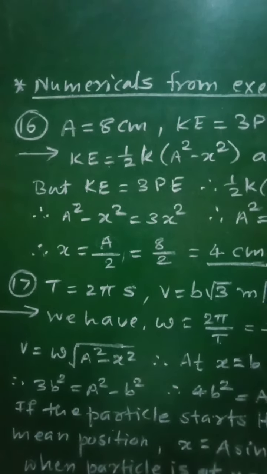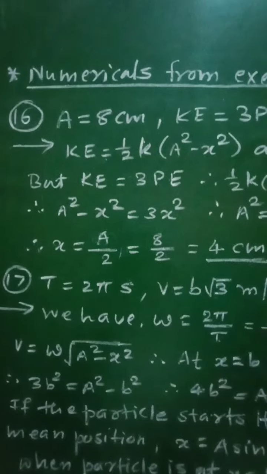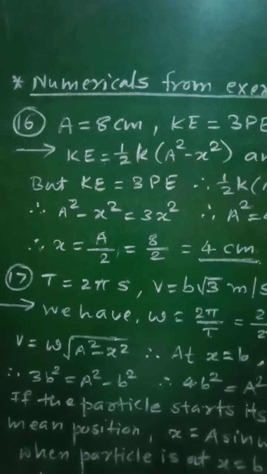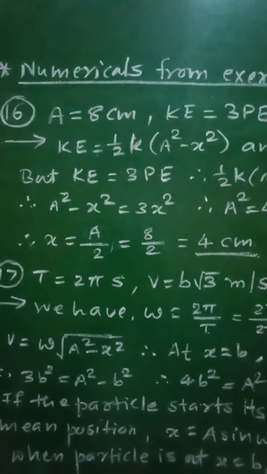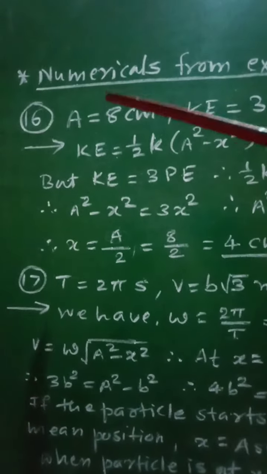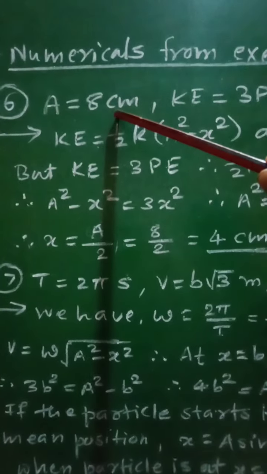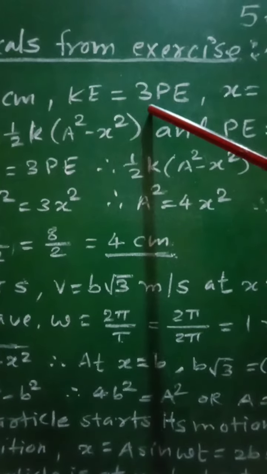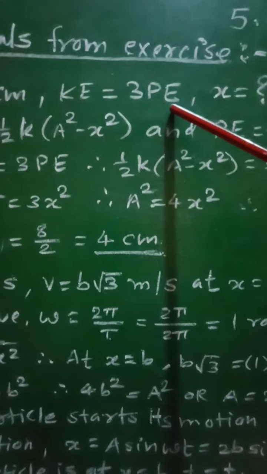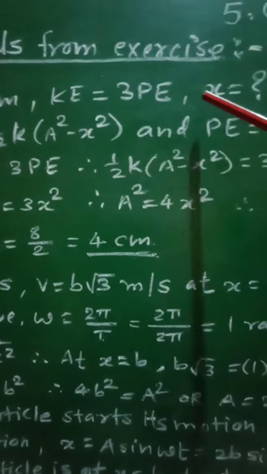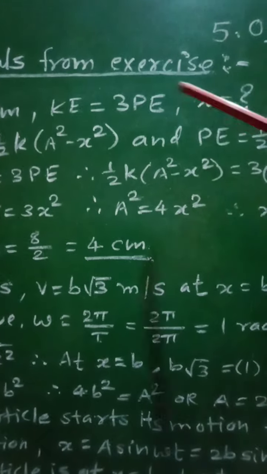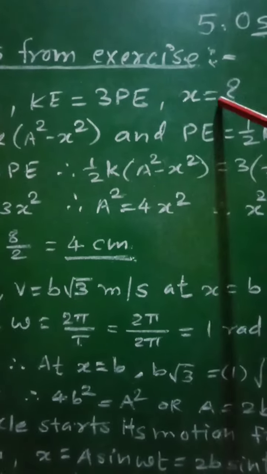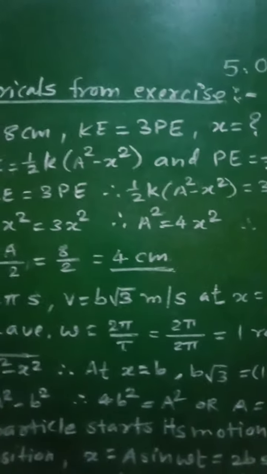is the kinetic energy of a particle performing SHM of amplitude 8 cm 3 times its potential energy? The amplitude of SHM is given as 8 cm. The condition is given that kinetic energy equals 3 times its potential energy, and therefore at what distance from the mean position this condition will be valid, that we will have to find, that is x equal to question mark.